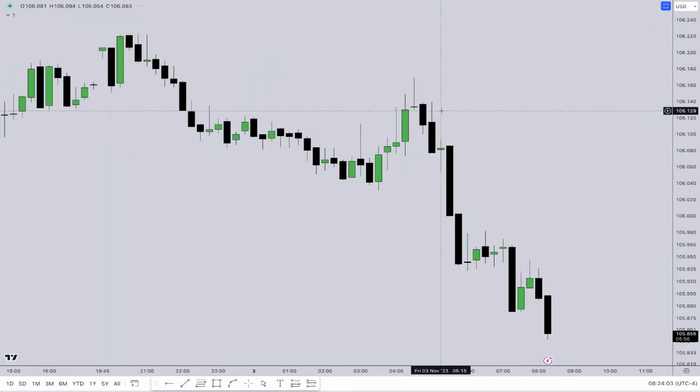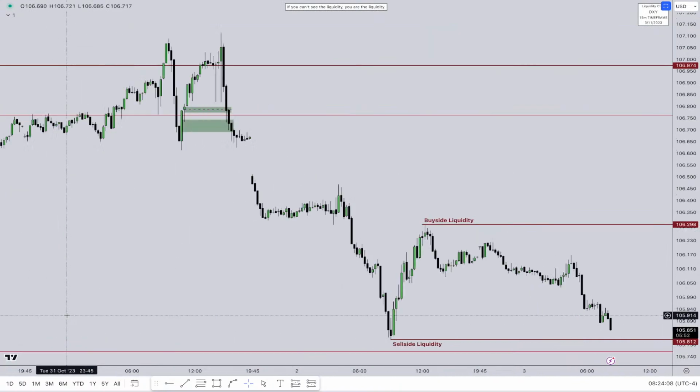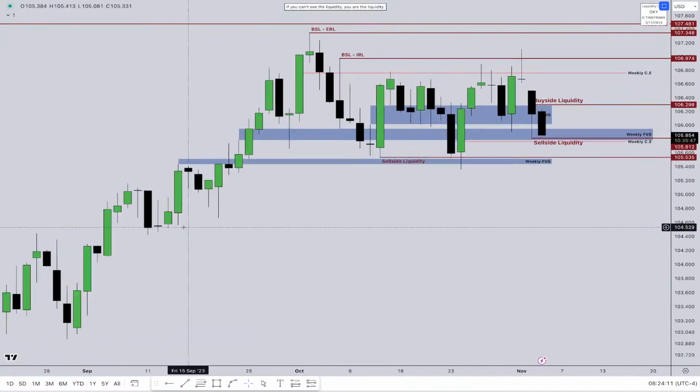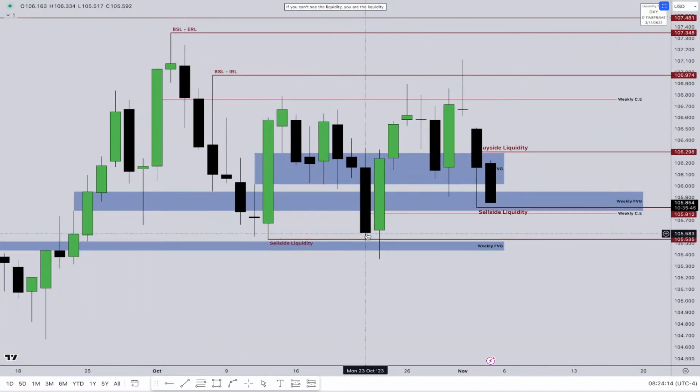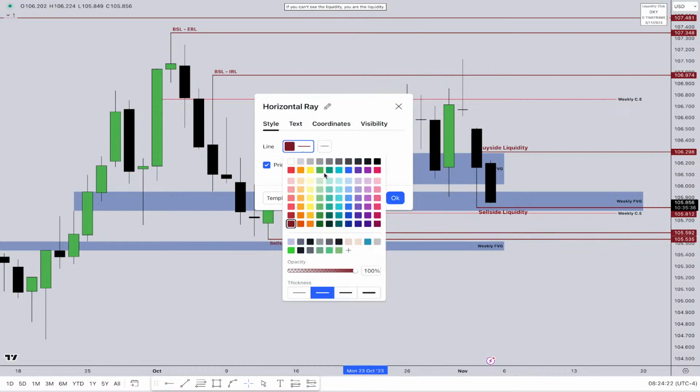Going to the 15 minutes time frame. As you can see, this is sell side liquidity, and below the sell side liquidity, what do we have? We have the rejection block here. So we'll be annotating that. We have rejection block here. Let's make it in another color.